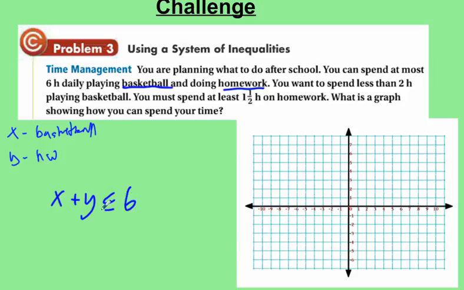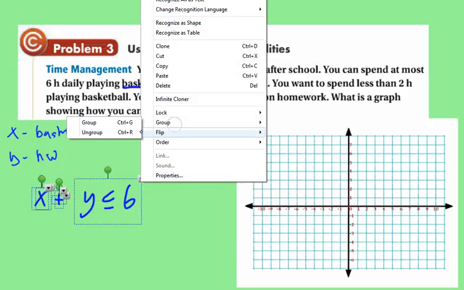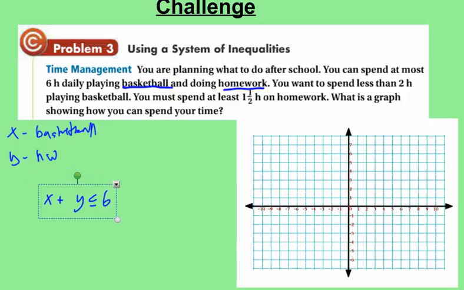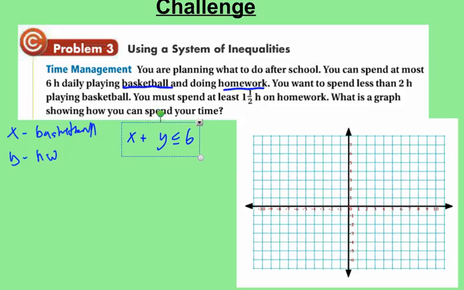We'll write that as an equation. We're going to want to put that in slope-intercept form soon enough. But there's one equation. It then says you want to spend less than 2 hours playing basketball. So basketball X has to be less than 2 hours. And homework, at least 1.5. So homework Y needs to be greater than or equal to 1.5. All right, that's it. Those are the equations.